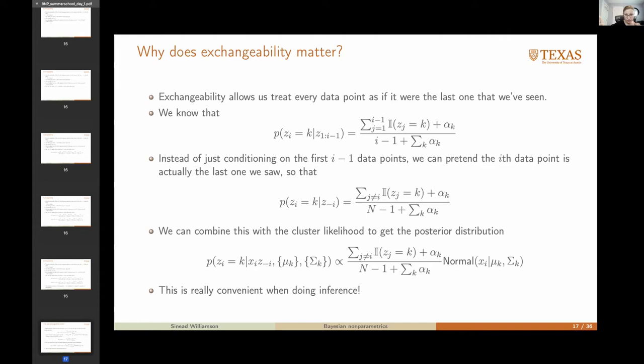And this is going to be a really convenient property when doing inference. It makes it very easy to, rather than deal with the entire data set at once, break it down into individual subproblems, so we're only looking at the conditional distribution of one cluster given everything else.